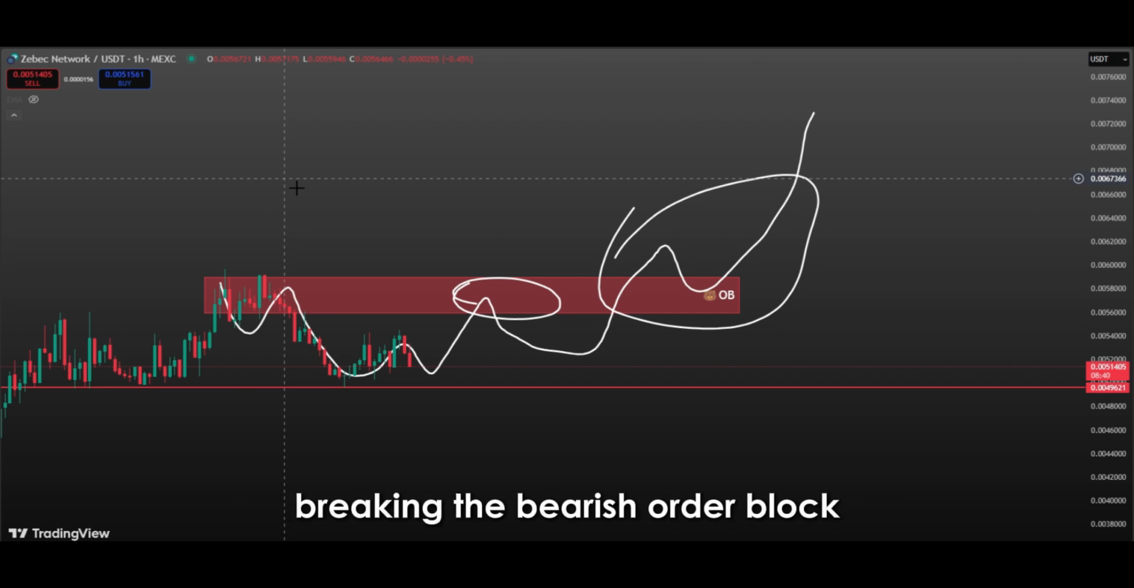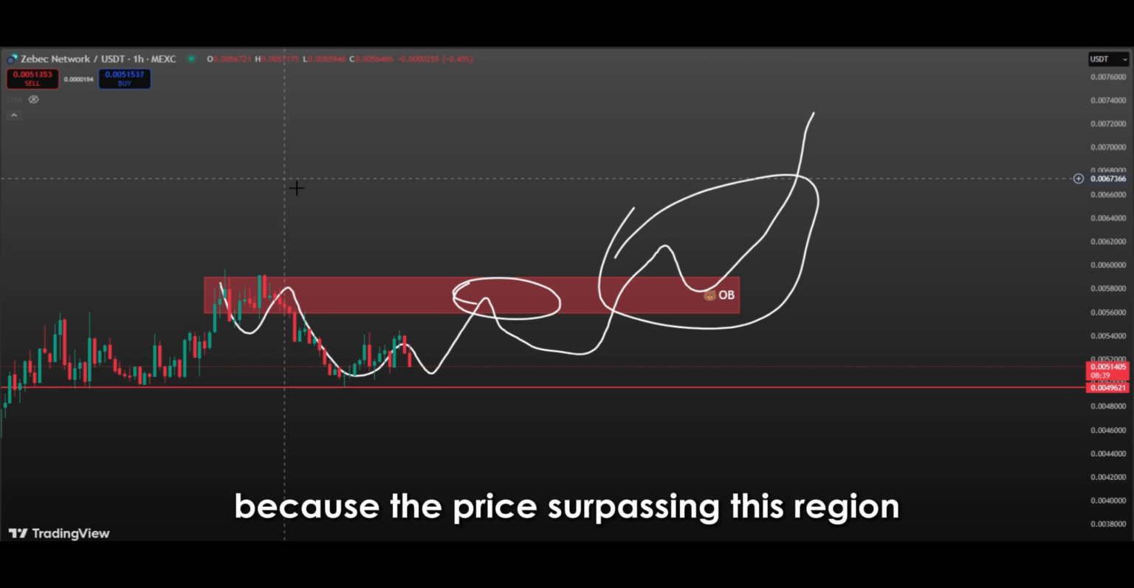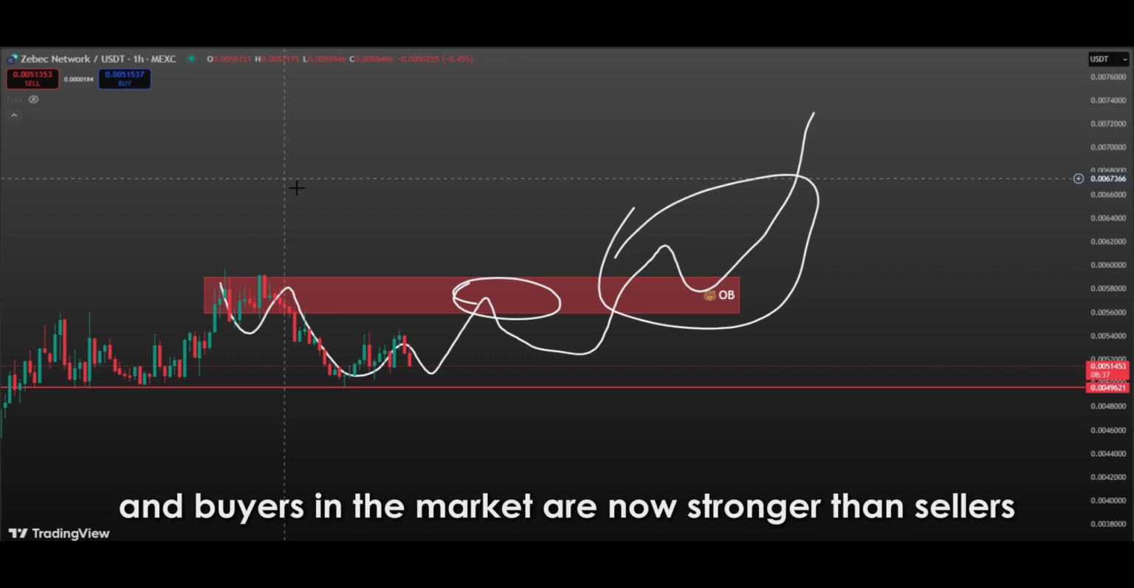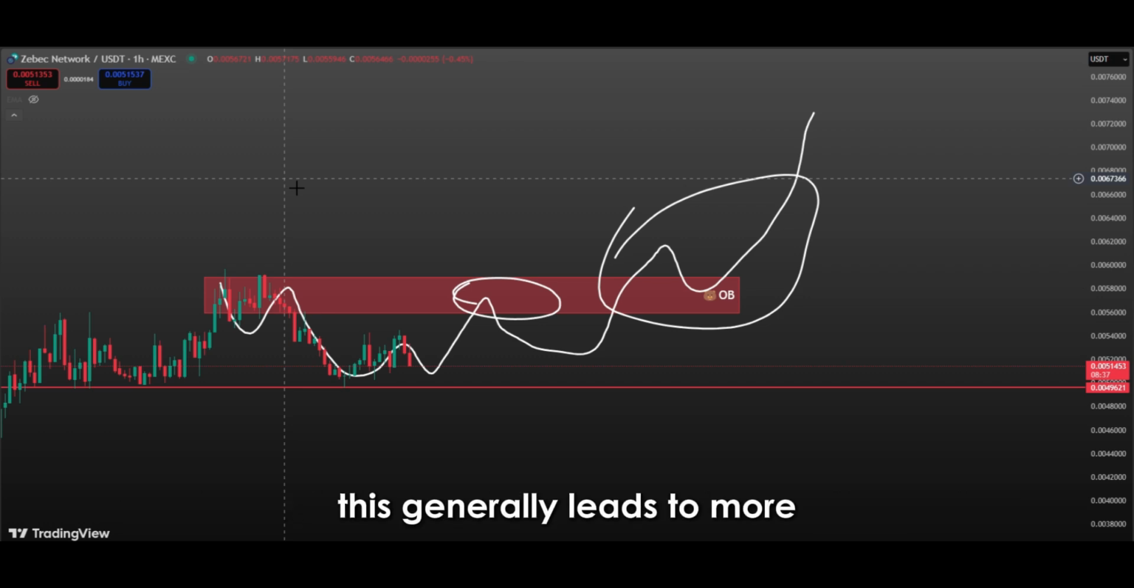Breaking the bearish order block can technically confirm an uptrend. This breakout usually signals the start of a new structure and that the trend will continue higher. Because the price surpassing this region shows that demand has become dominant in the supply-demand balance, and buyers in the market are now stronger than sellers. This generally leads to more stable and sustainable upward moves.